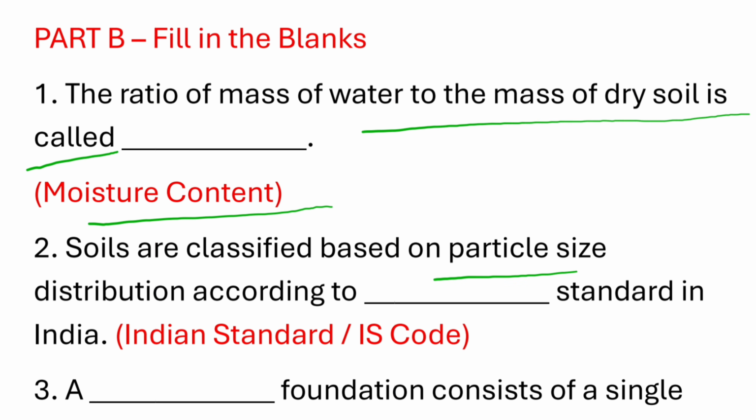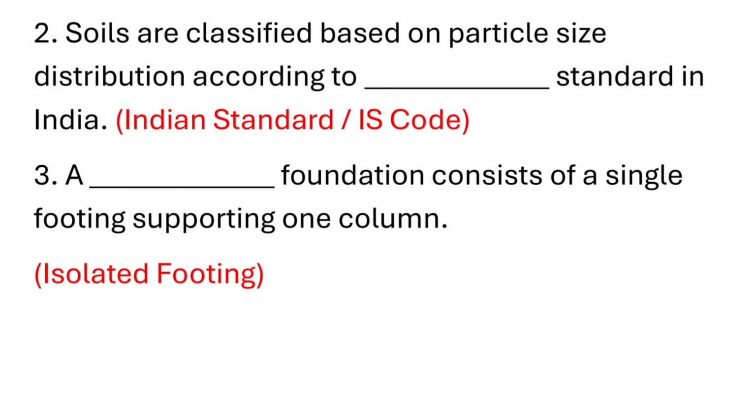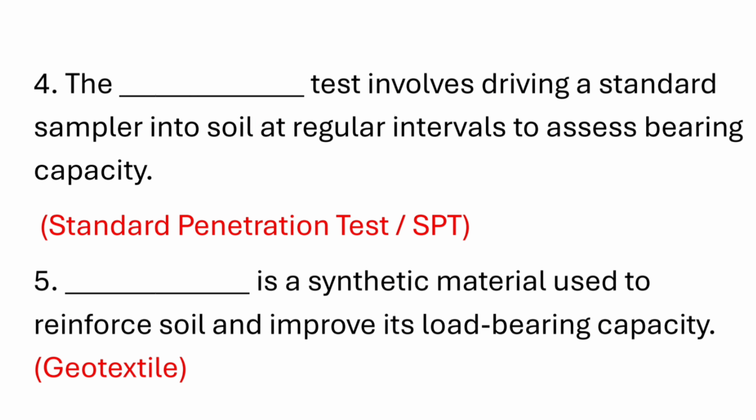The soil is classified based on particle size distribution according to dash standard in India. We call it Indian Standard or IS code. A dash foundation consists of a single footing supporting a column. The answer will be isolated footing. The dash test involves driving a standard sampler into soil at regular intervals to assess bearing capacity. The answer will be standard penetration test or SPT. If you see bearing capacity, you have to write standard penetration test or SPT.